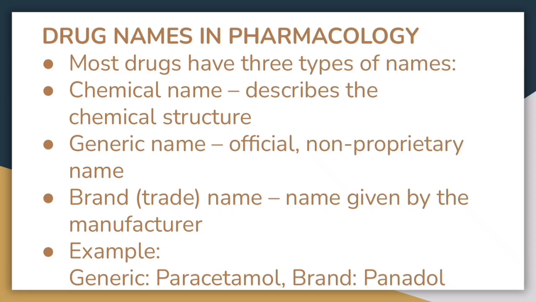Then the brand name is the name that is given by the manufacturer, which is also known as the trade name. Let me give an example. Generic name PCM, paracetamol, and then the brand name Panadol. Panadol is the trademark. Any company that comes and uses that name will have to answer to lawsuits, however it's legally handled. But if someone is still calling it paracetamol, it's not your business, because paracetamol doesn't belong to anybody.